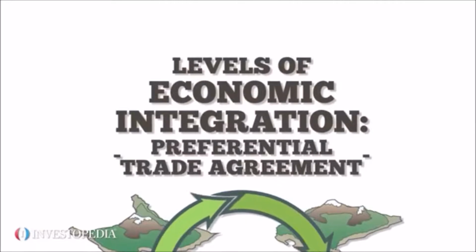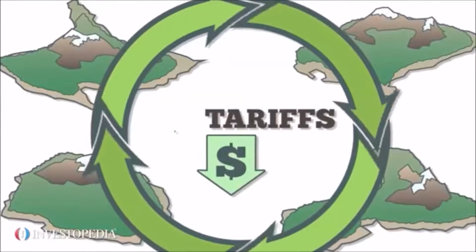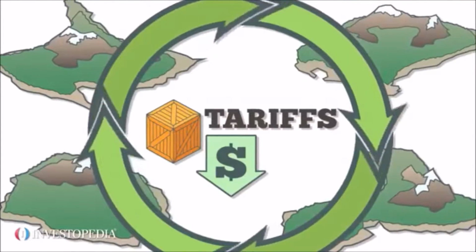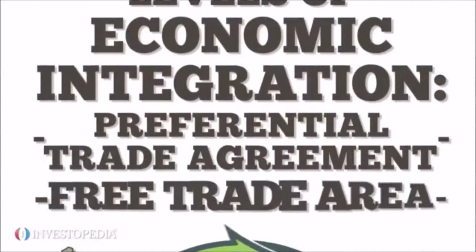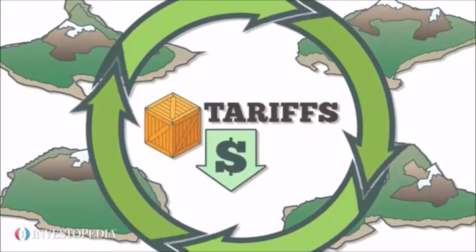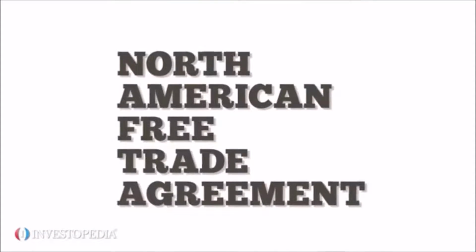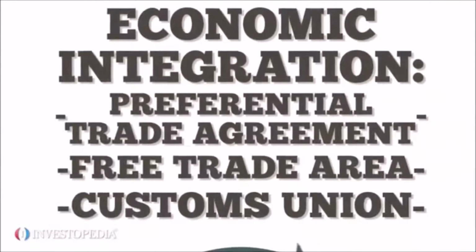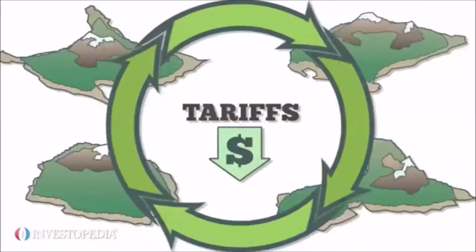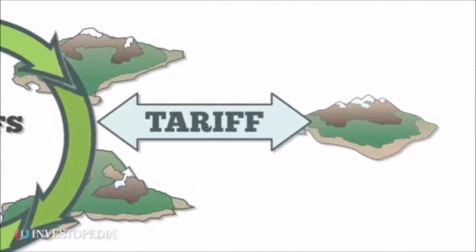A preferential trade agreement is a trading bloc where members reduce or remove tariffs on certain goods imported and exported throughout their region. A free trade area is a bloc in which countries reduce or remove tariffs on all goods among member nations. An example is the North American Free Trade Agreement. In a customs union, member countries reduce or remove tariffs among themselves and impose a common tariff against non-member countries.